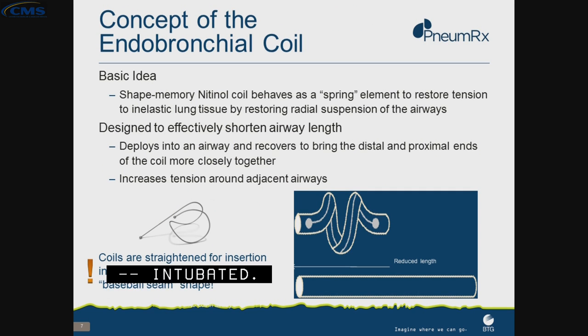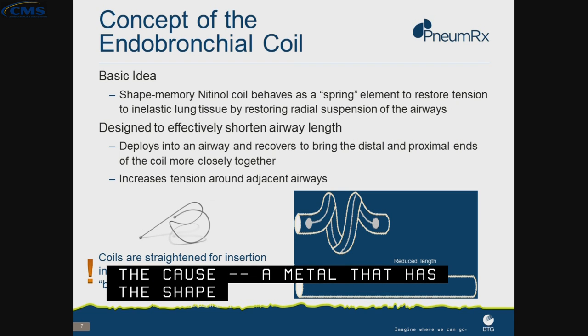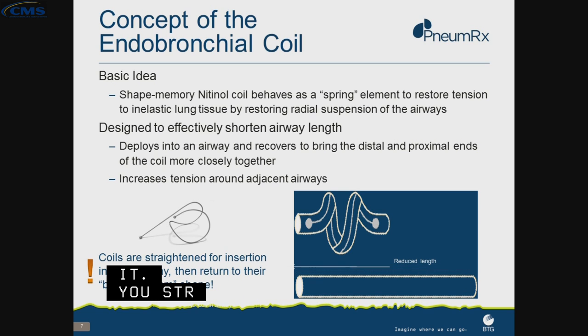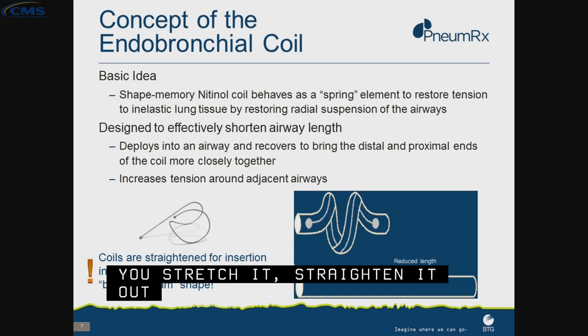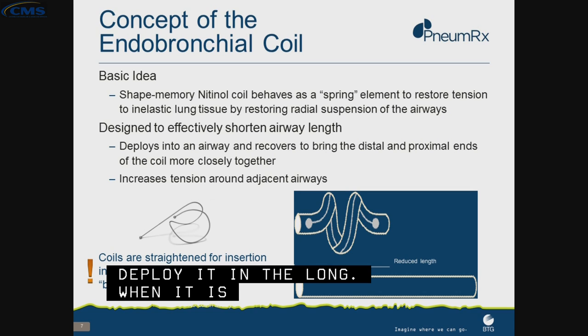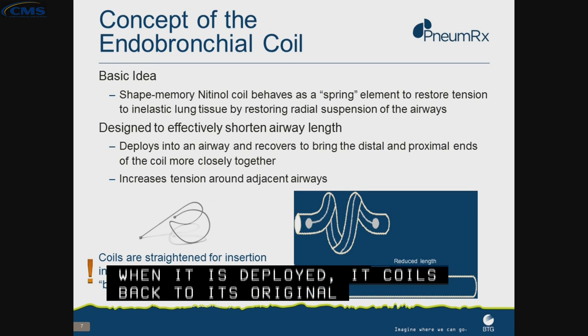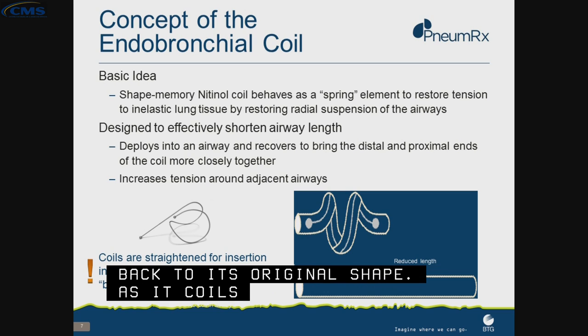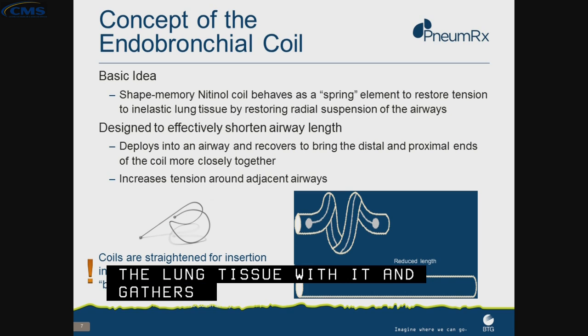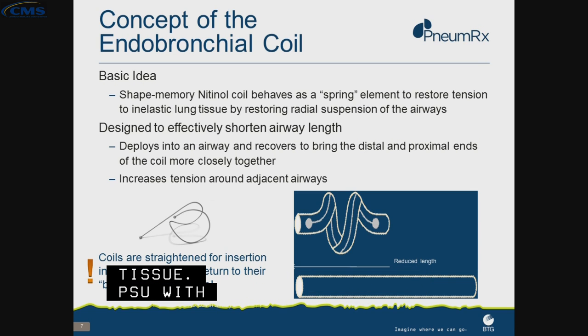And the coils actually are made of nitinol, which is a metal that has shape memory, meaning that it goes back to its original shape no matter how you stretch it. So the idea is that you actually stretch it, straighten it out before deployment, and then you deploy it in the lung. And when it is deployed and free, it coils back to its original shape. And as it coils back, it brings down the lung tissue with it, and it really gathers and compresses that lung tissue.